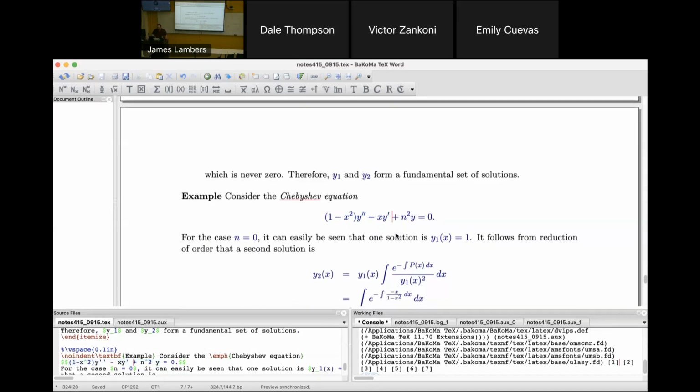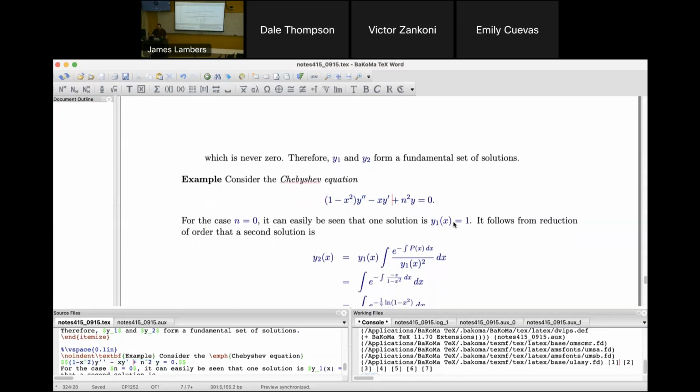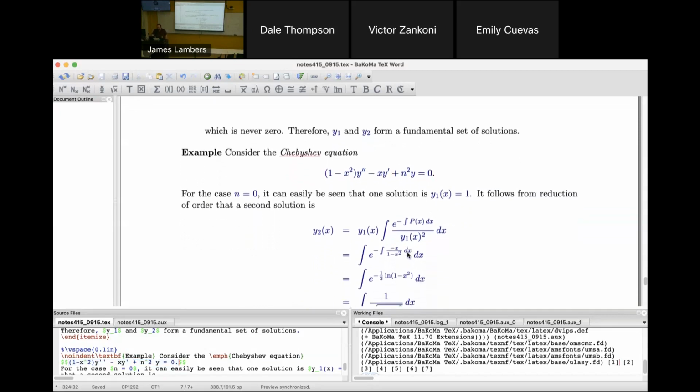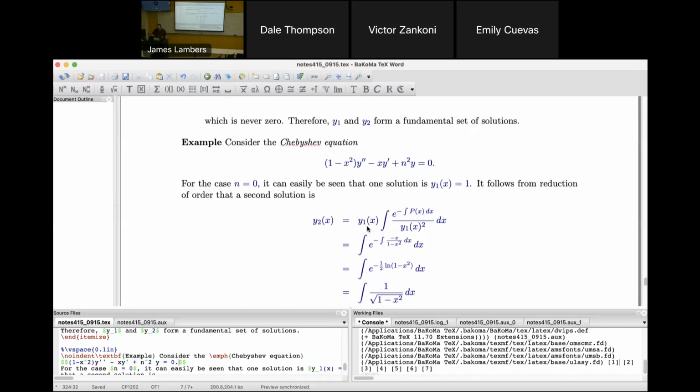Okay. So y1 is equal to 1. That is a solution of the ODE in the n equals 0 case. So now I'll use my reduction of order formula to get a second solution. So y2 is y1 times the integral of e to the minus integral of p over y1 squared. Well, y1 is 1, so that helps a great deal.